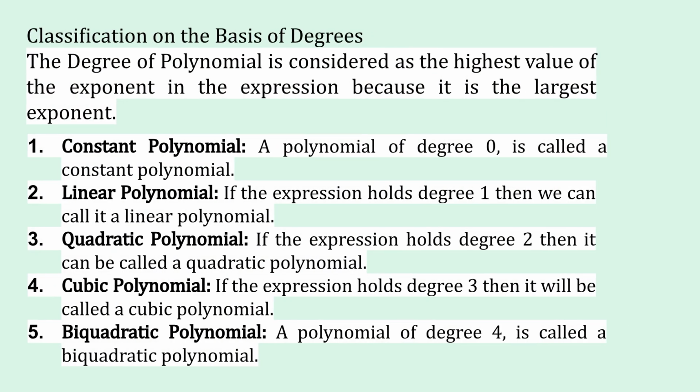Classification on the basis of degrees. The degree of a polynomial is considered as the highest value of the exponent in the expression because it is the largest exponent. Constant polynomial. A polynomial of degree 0 is called a constant polynomial. Linear polynomial. If the expression holds degree 1, then we call it a linear polynomial. Quadratic polynomial. If the expression holds degree 2, then it is called a quadratic polynomial. Cubic polynomial. If the expression holds degree 3, then it is called a cubic polynomial. Biquadratic polynomial. A polynomial of degree 4 is called a biquadratic polynomial.